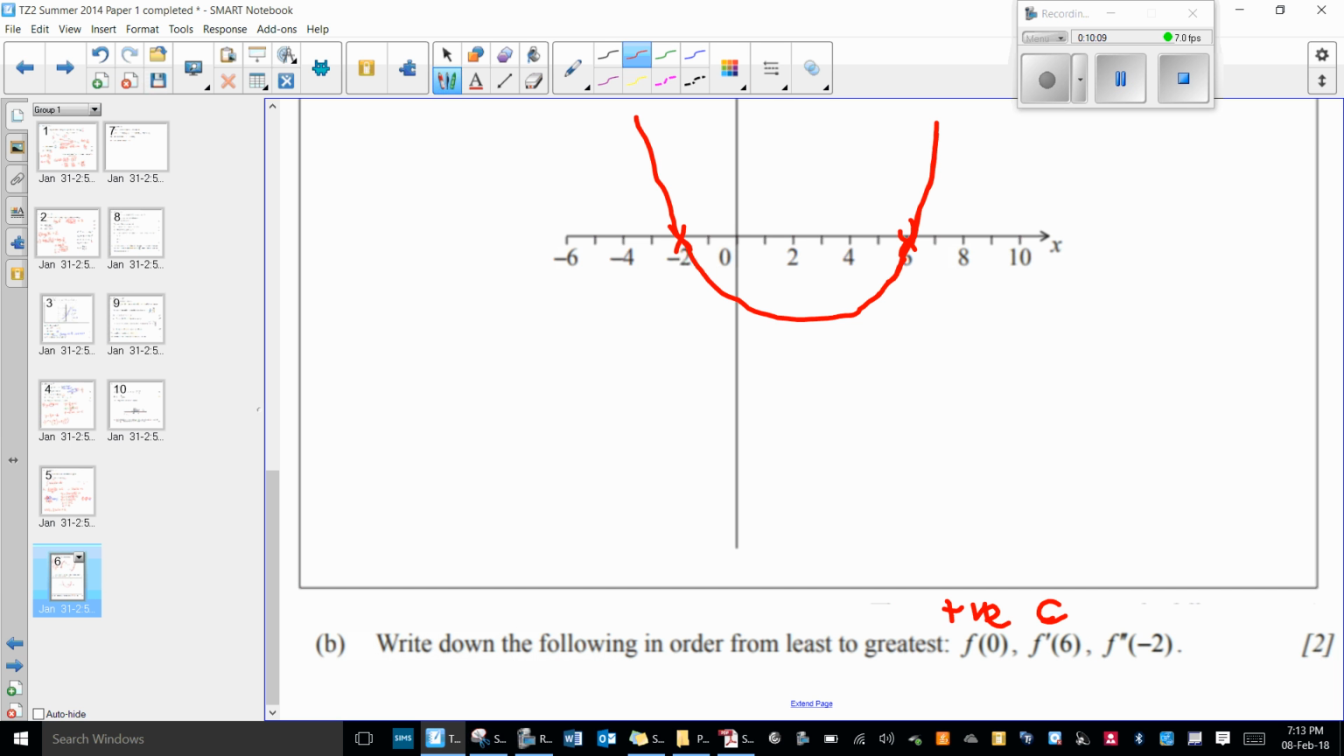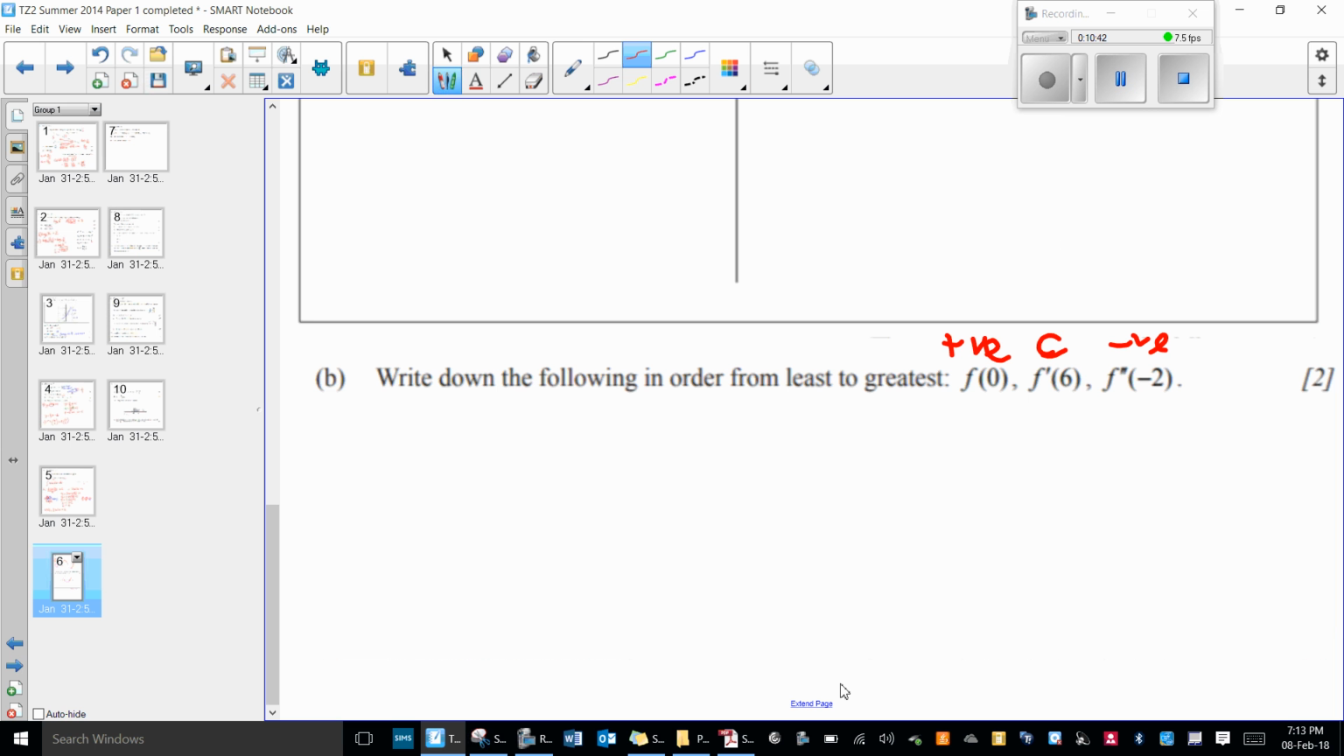f double dash of -2. Oh gosh. So we can see that is a negative value, because remember the second derivative is differentiating our function here, or in other words looking at the gradient of this function. We can see that that's negative, therefore this would be our smallest, so we would write f double dash -2, then f dash 6 would be the next one because that was 0, and then f 0.